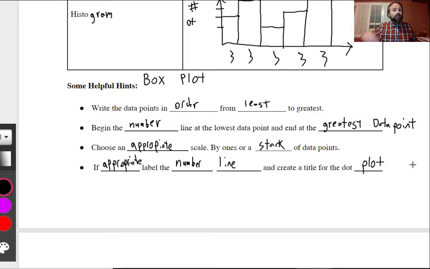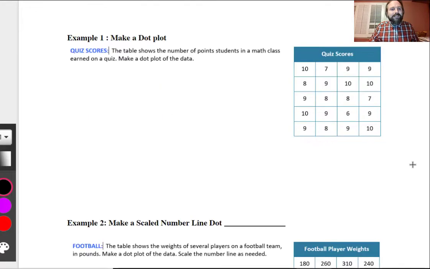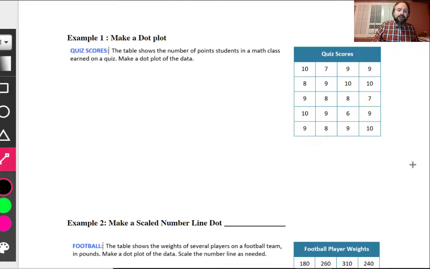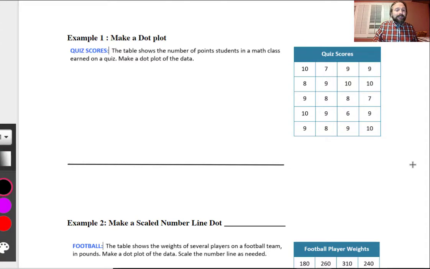So let's actually do 2 examples of the dot plot. Follow with me, guys, in 3, 2, 1. Let's go. So example 1, make a dot plot. First thing we can start our line, but we have to understand that we're not going to be doing anything until we figure out what our data is. So I'm going to pause this right now, and I'm going to put our data in order from least to greatest. So let's go on.